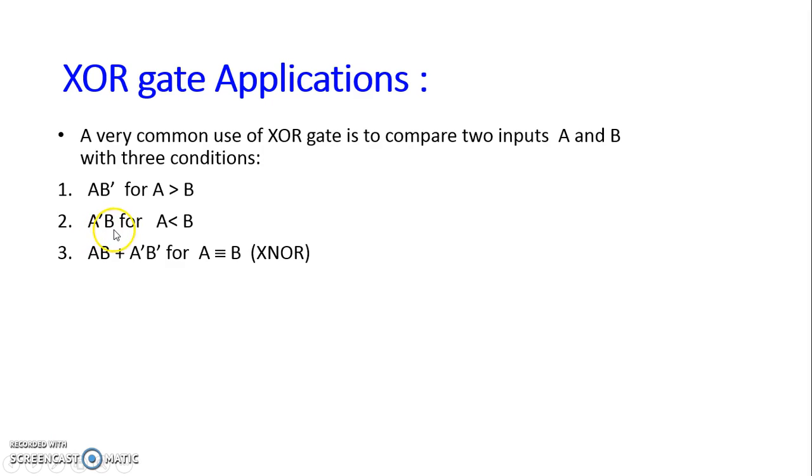That means A is 0, B is 1. Or A is equal to B when either both are 0, 0 or both are 1, 1. So AB means 1, 1, A bar B bar means 0, 0. To prove this condition, we need XNOR gate. To prove these two conditions, we need XOR gate. In addition to comparing two bits, XOR gate is very commonly used in arithmetic operations.